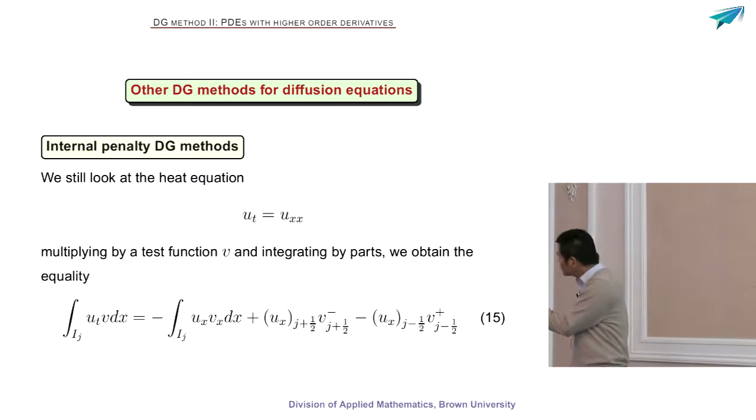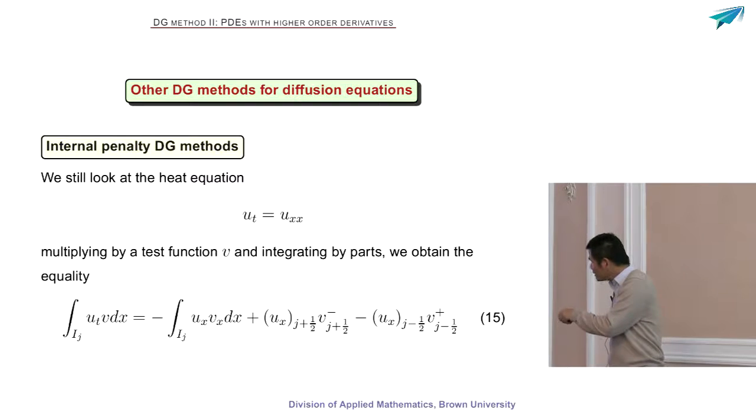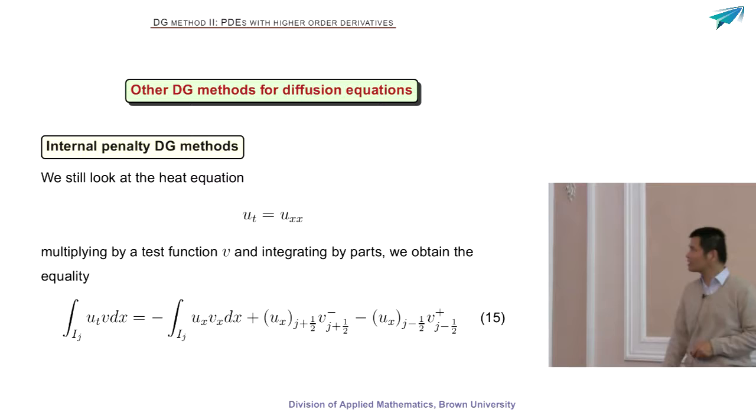So you have this heat equation. I again use the heat equation as an example. You multiply it by a test function v. You integrate it by parts. You get this thing. So far so good, right? It's a little bit like the bad DG scheme that I showed before.